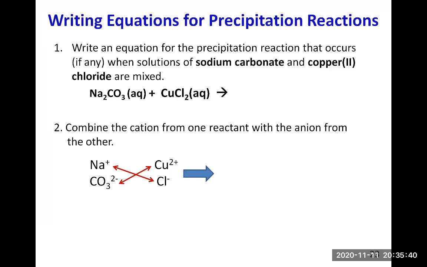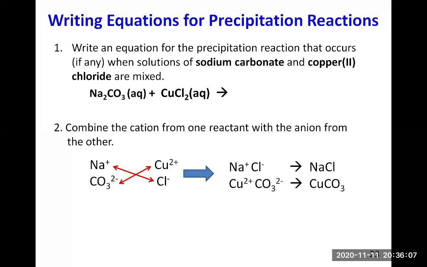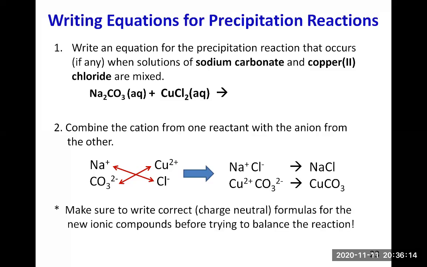So let's write the formulas for those two products. We have Na+ and Cl- together. That's going to be NaCl. One of each ion makes a neutral formula. Copper(II) and the carbonate both have two positive and negative charges, so two charges with opposite signs will cancel out. One of each ion is enough to make a neutral formula. So the formula is CuCO3. So that's the product.